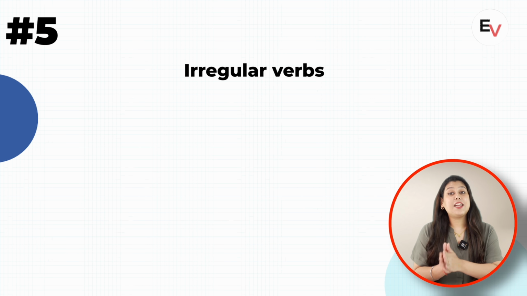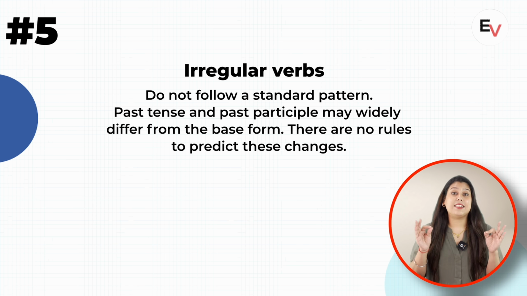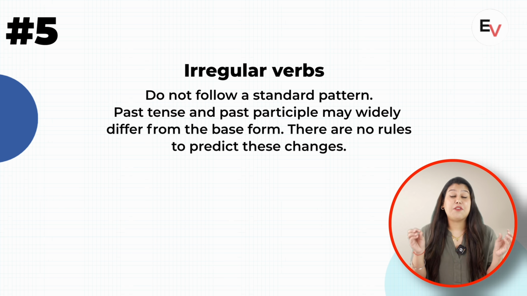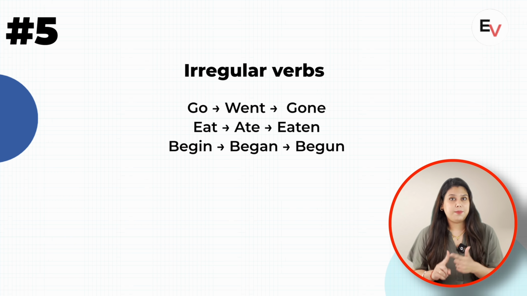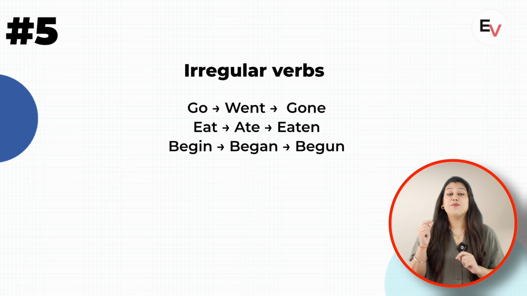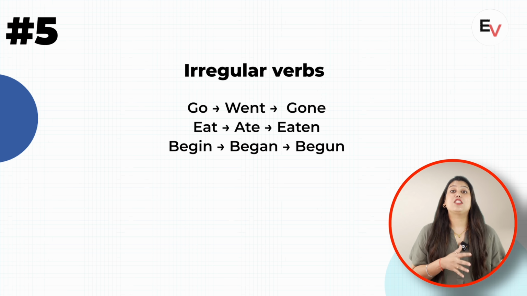On the other hand, irregular verbs do not follow a standard pattern. Past tense and past participle may widely differ from the base form. There are no rules to predict these changes. For example, go changes to went and went changes to gone. Likewise, eat changes to ate and ate changes to eaten. Begin changes to began and began changes to begun.